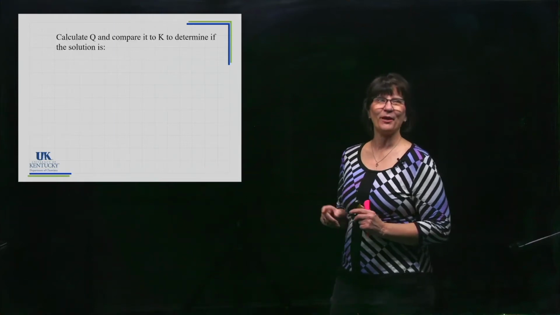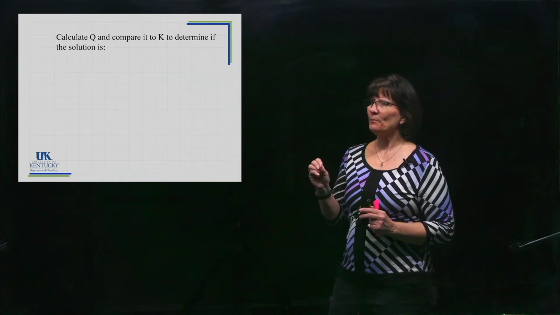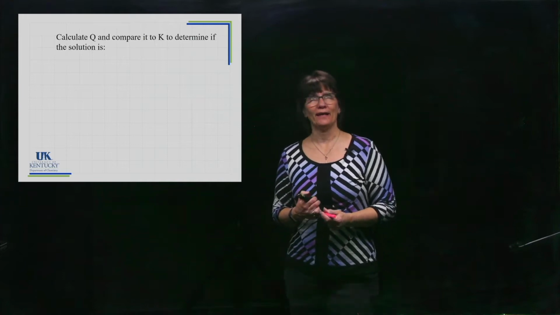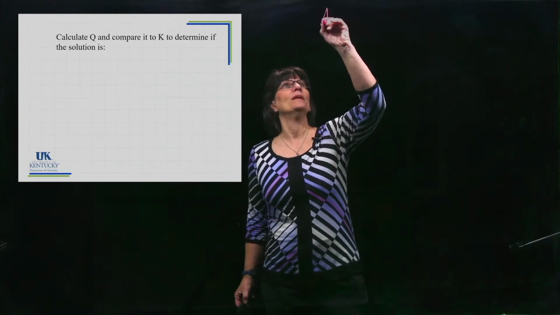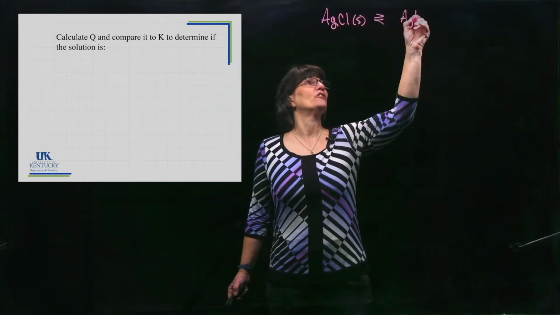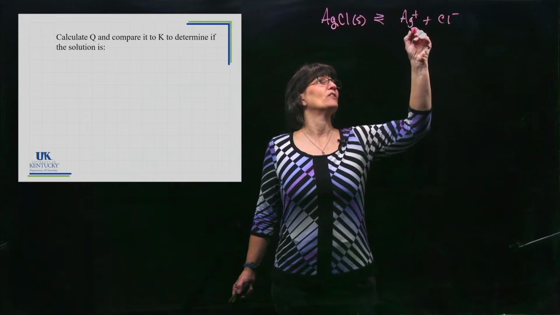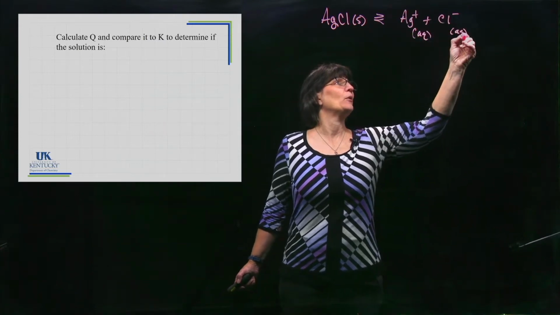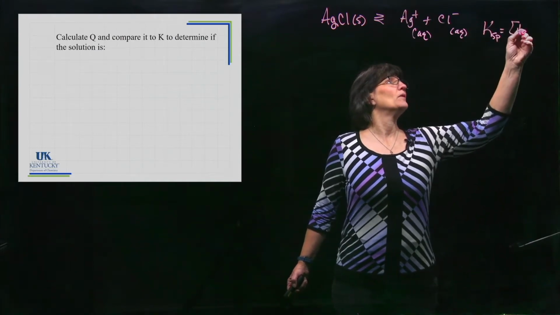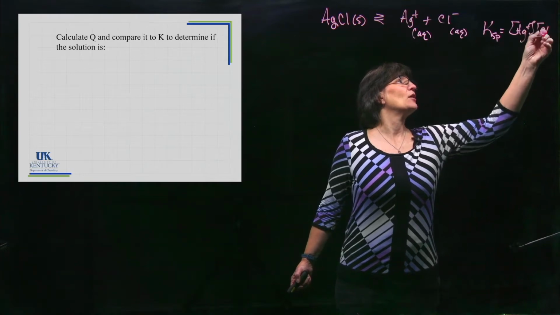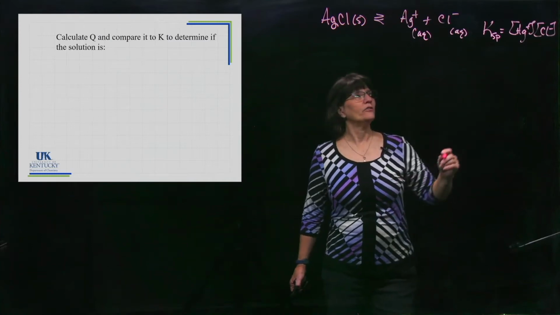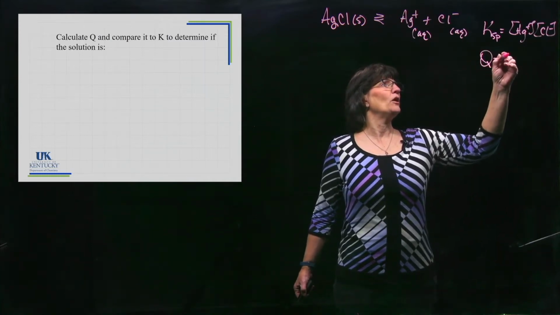Oh, no, we're not ready for the example yet. We're going to compare Q to K. We remember back when we first talked about equilibria that you can calculate a Q and you can calculate a K. And let me write an insoluble salt reaction. Silver chloride solid going to Ag plus and Cl minus. Those are aqueous. I kind of left out the aq, but we know they're aqueous. We know that the KSP expression looks like this. Once it's at equilibrium, the silver ion concentration times the Cl minus concentration, if we multiply those together, we'll get a KSP.